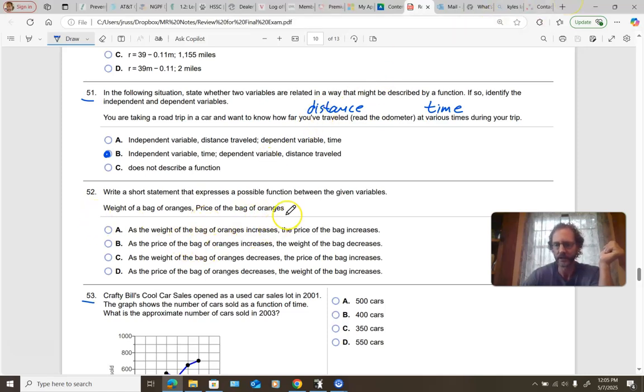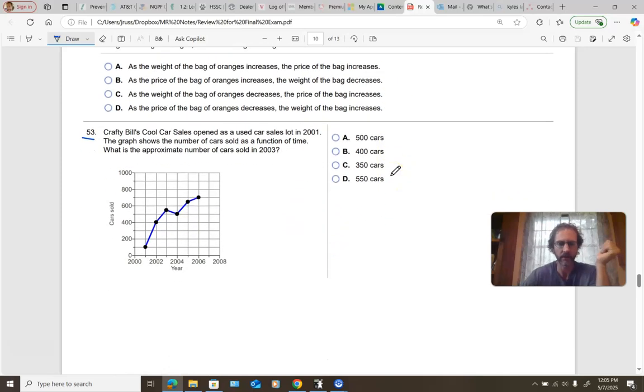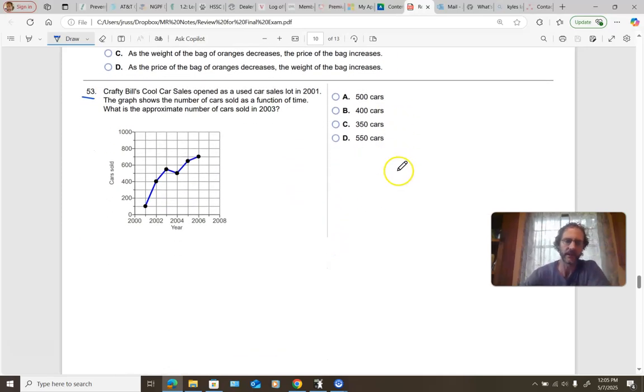Number 52 is just like this one, guys, so I'm going to skip it, and we're going to look at the last one, 53. This would be from 9b. It says, Crafty Bill's Cool Car Sales opened as a used car sales lot in 2001. If you look at this graph, that's kind of where it starts, right here, 2001. The graph shows the number of cars sold as a function of time. So time is our independent variable, and the number of cars sold is our dependent variable. The question is, what is the approximate number of cars sold in 2003?